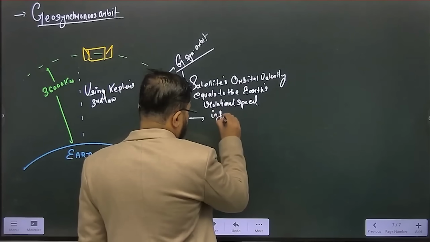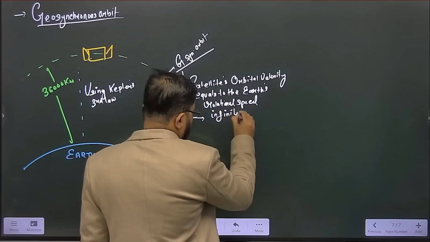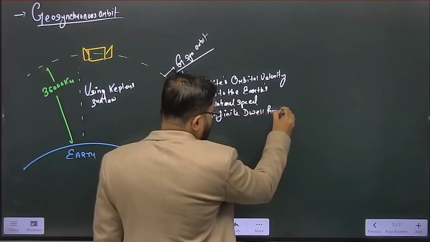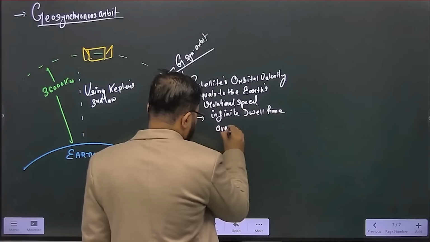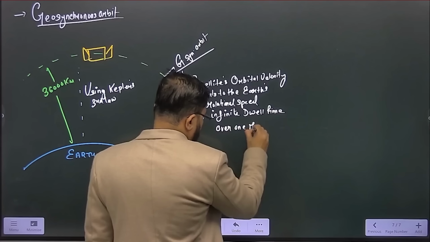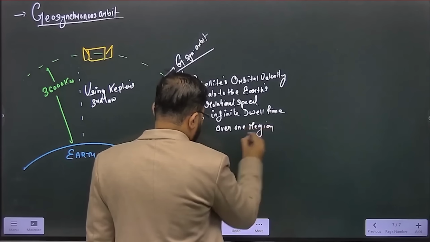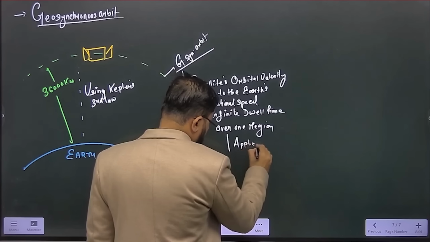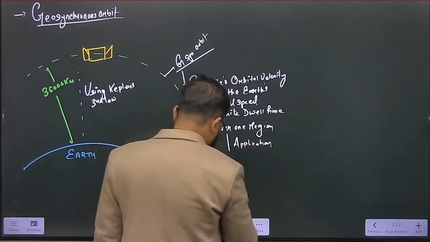Infinite dwell time over one region. Considering this fact, what are the different applications of geosynchronous orbit?